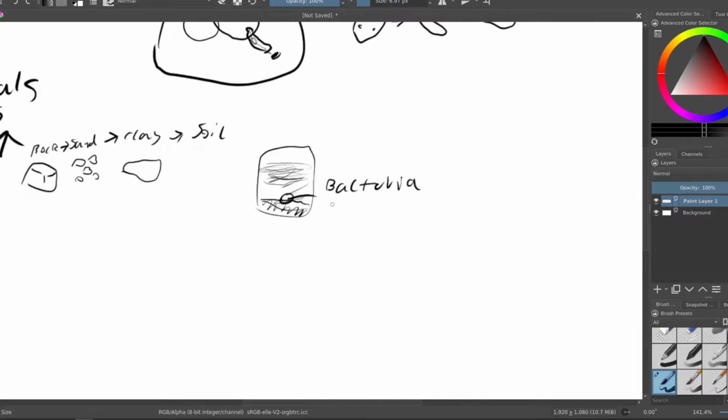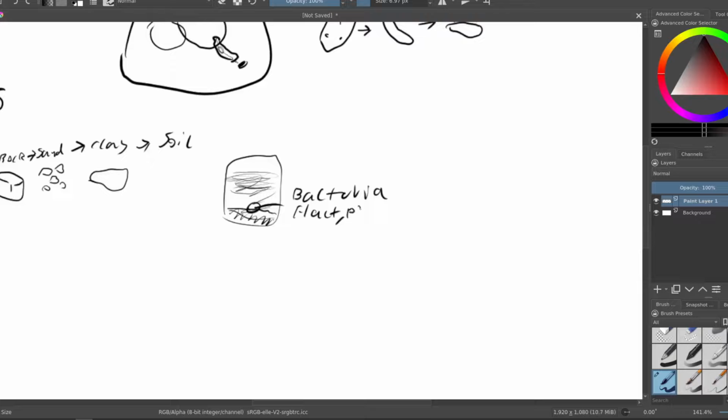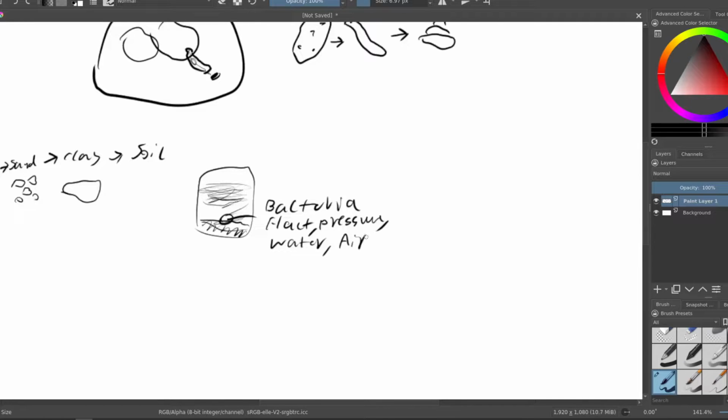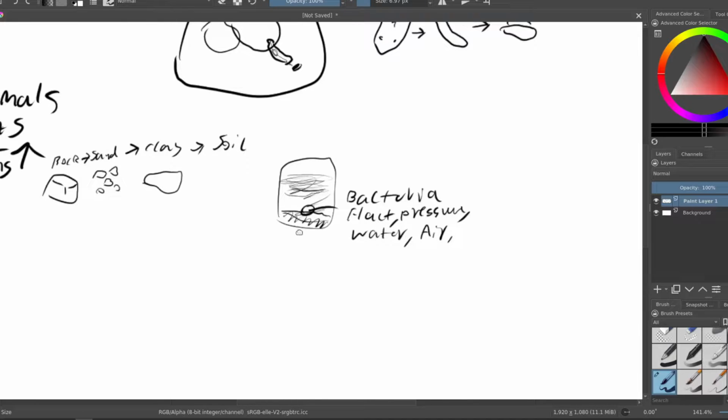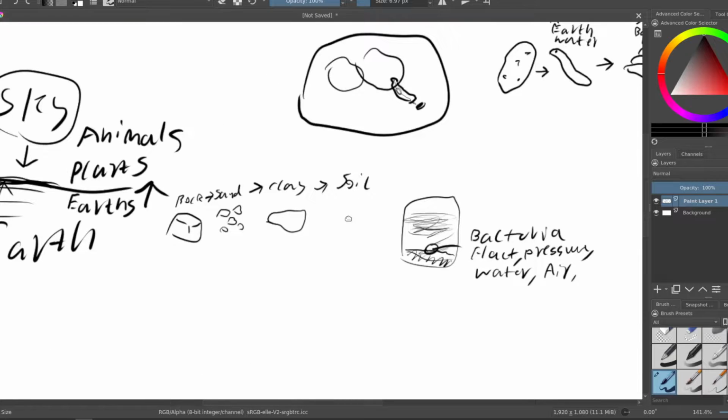and of course, heat, pressure, water, air, potentially some kind of electromagnetic phenomena. Could be directing the flow up or down. I'm not sure. I don't know about that yet.